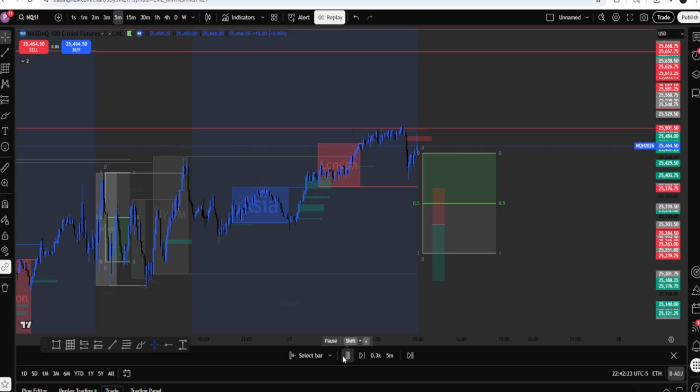Basically, I'm waiting until 9:30. Let me mark this right here for y'all. What is 9:30? 9:30 is right here. 9:30 is going to be when it hits that white line.